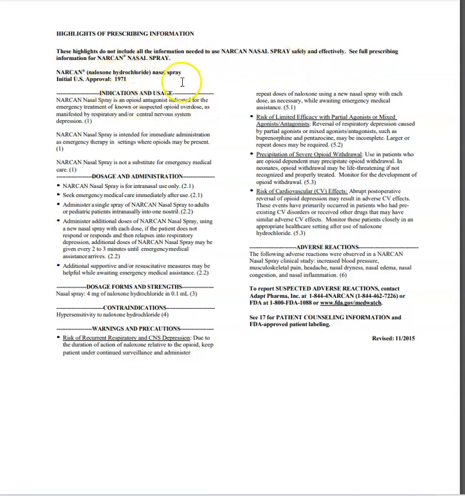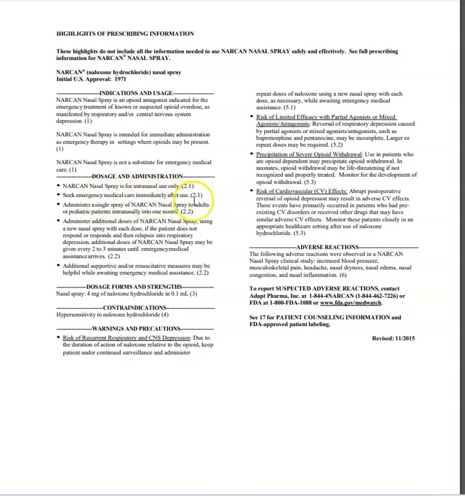At the top on the front page is indications and use. It is an opioid antagonist, so it works against the opioid to help restore breathing. It's indicated for emergency treatment of known or suspected opioid overdose, as manifested by respiratory and or central nervous system depression, meaning it messes up your breathing. It's intended for immediate administration as emergency therapy in settings where opioids may be present. It's a nasal spray for intranasal use only.